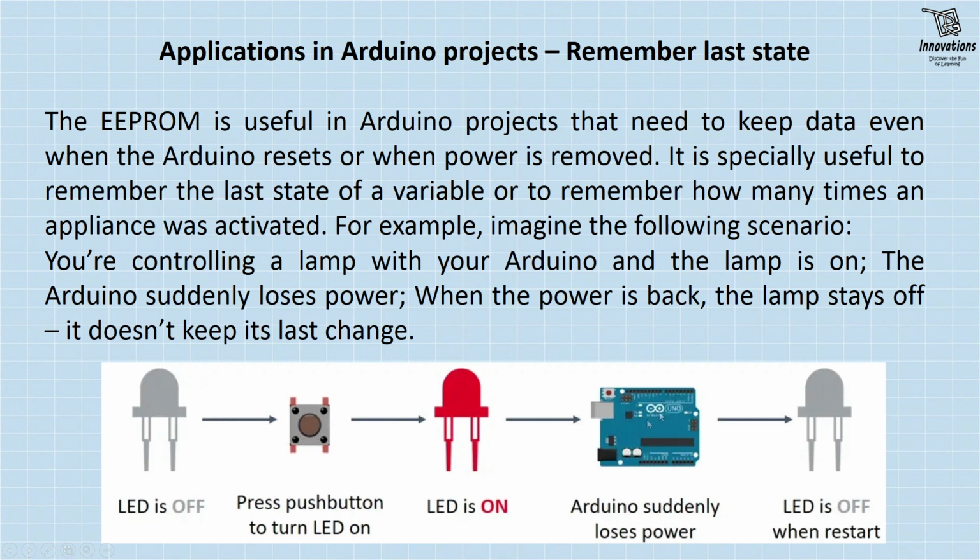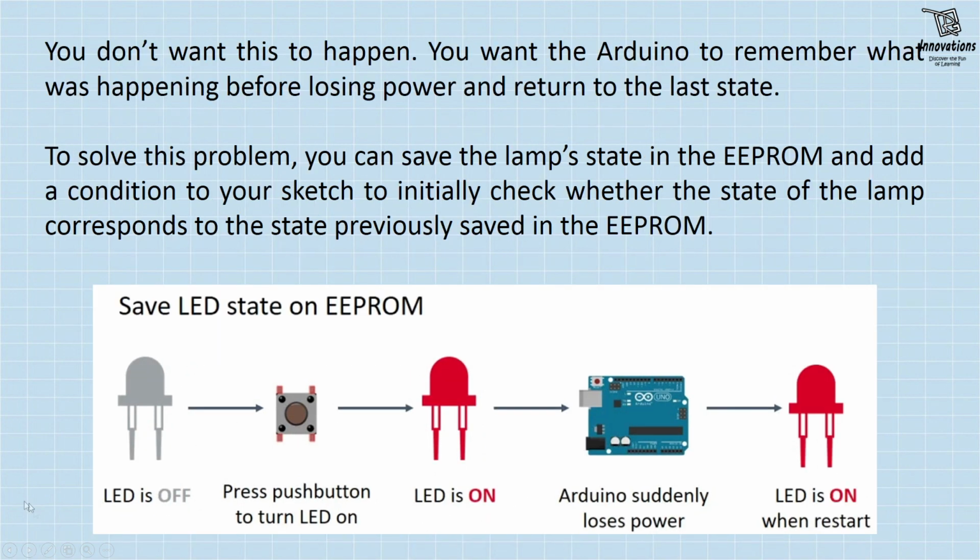LED is on. Now Arduino loses power. When the Arduino is powered on again, the LED is off. It does not retain the previous state. But what we want is that the LED is powered off, we press the push button, the LED is glowing, Arduino loses power and gets the power back, and the LED automatically turns on or restarts. So this is an application of an EEPROM.